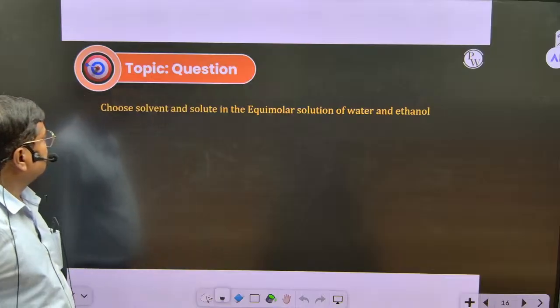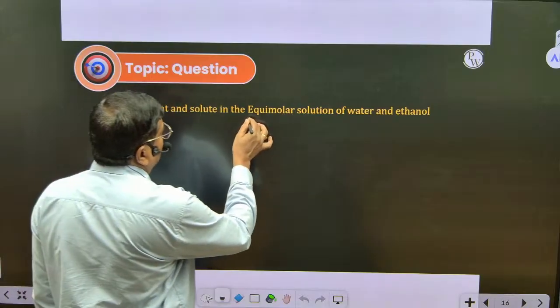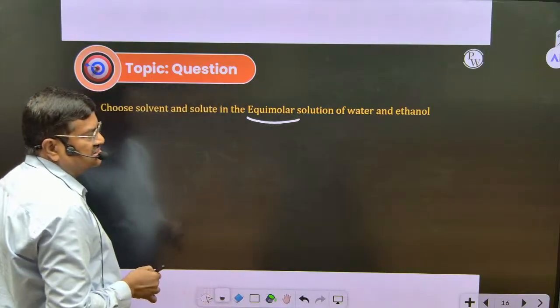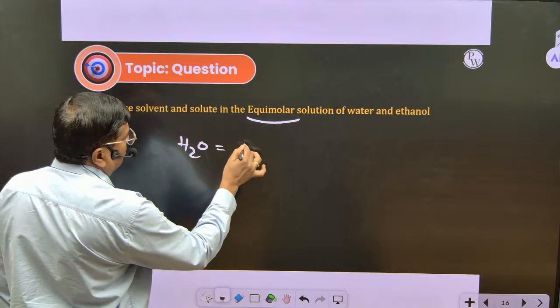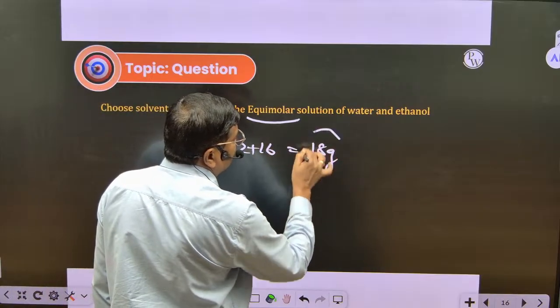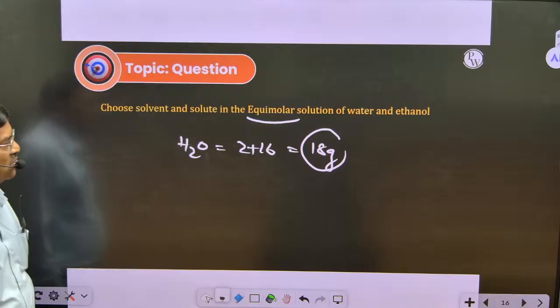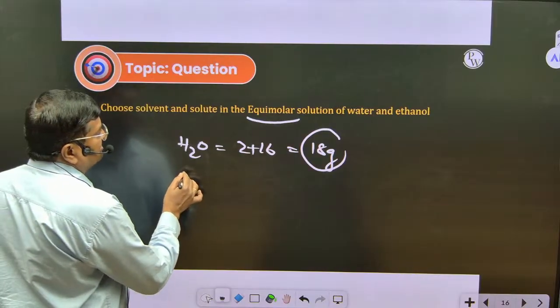Write this question. Choose solvent and solute in equimolar solution of water and ethanol. What does equimolar mean? Equal moles, I told you just now. Equal moles means water, what is the molar mass for water? 2 plus 16, is it coming 18 grams, students? You are familiar with the 11th class mole concept, no? 1 mole of water weighs how many grams? 18 grams. And what is the molar mass of ethanol?